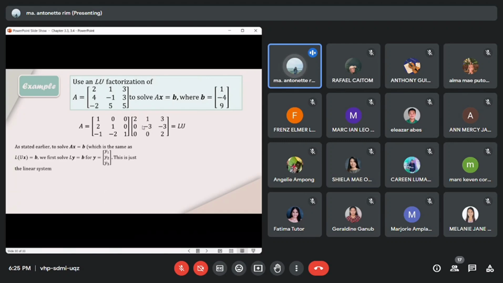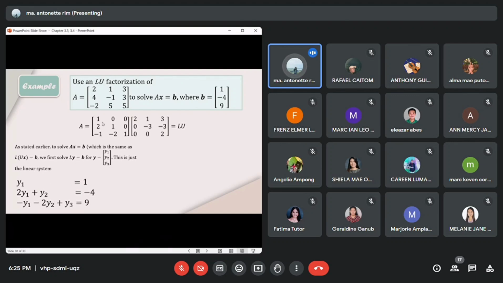What we will find is x. As stated earlier, to solve Ax equals B is the same as L multiplied by Ux equals B. What we do first is solve Ly equals B for y, where y equals y sub 1, y sub 2, and y sub 3. This is just a linear system.